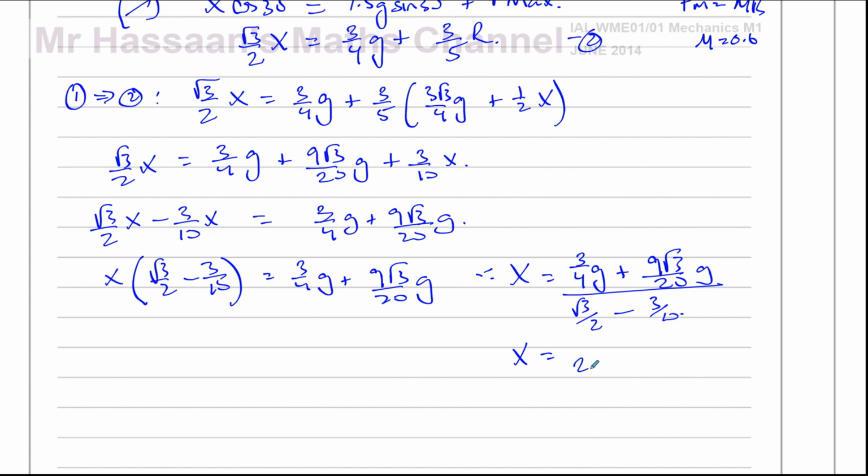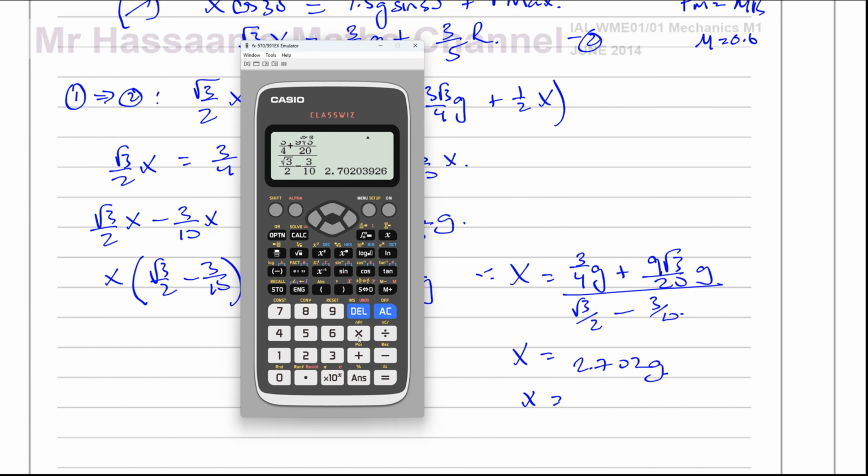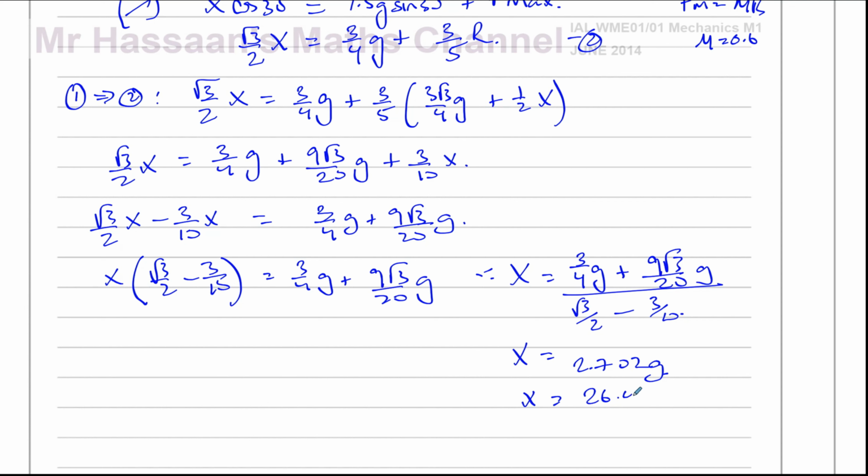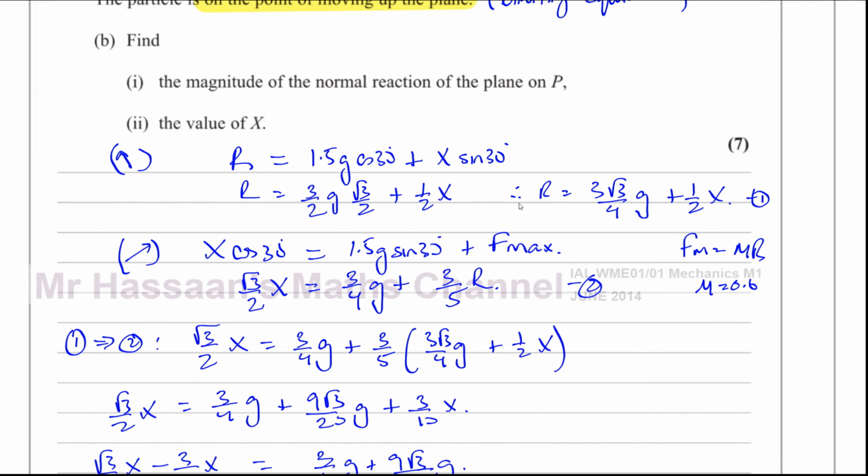That gives us 2.702 g. So if we multiply by 9.8, that gives us 26.4799. We should give our answers to 2SF or 3SF, and 3SF is safer. So 26.5 newtons. That's X. And now we have to find what R is.